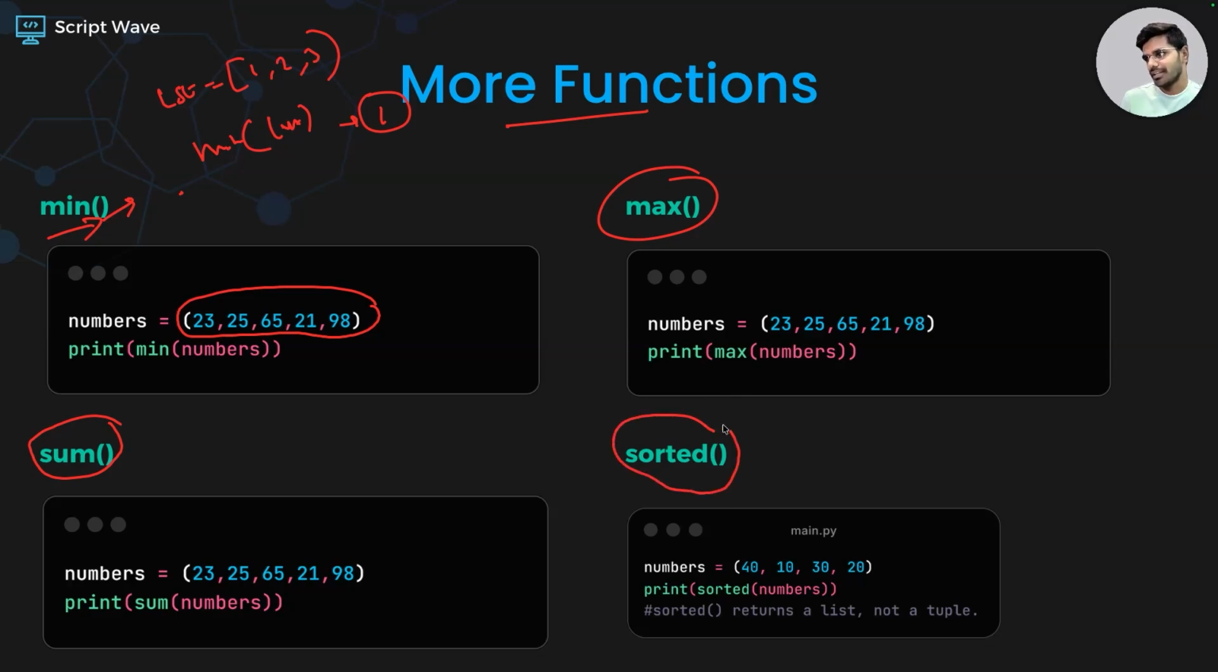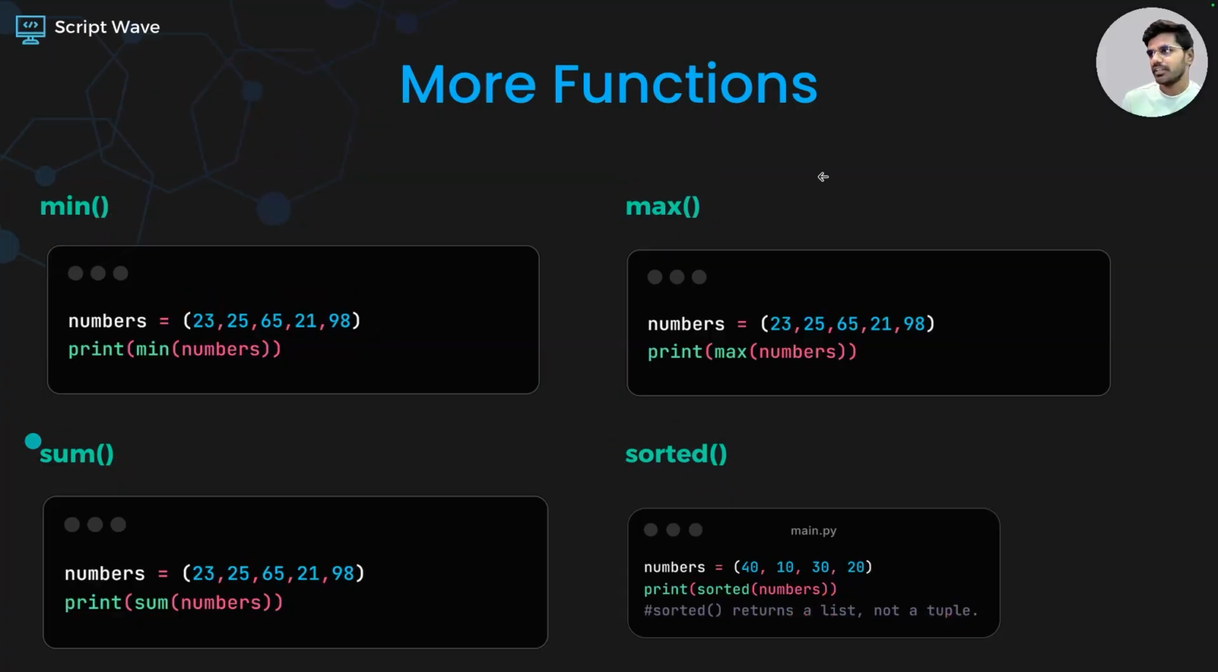Then we have the sorted. Sorted is something which returns a list but not a tuple. So here we get the sorted numbers as a list. Remember, even if you give list or tuple, it returns only a list. So let's move with the code execution for all the topics that we have discussed.